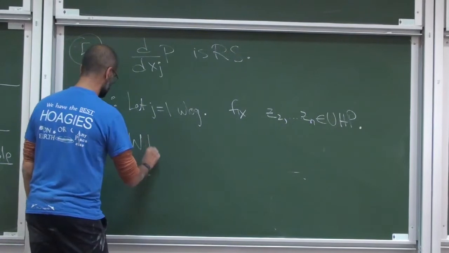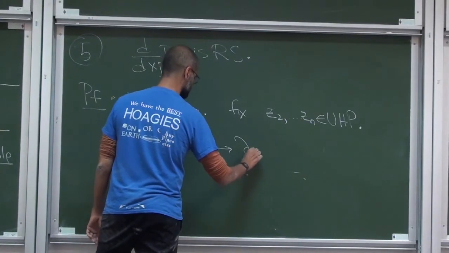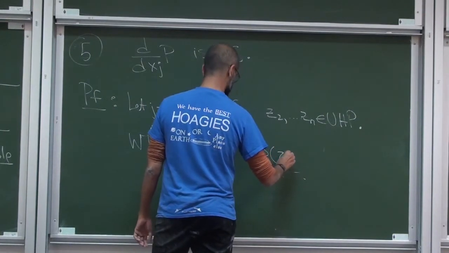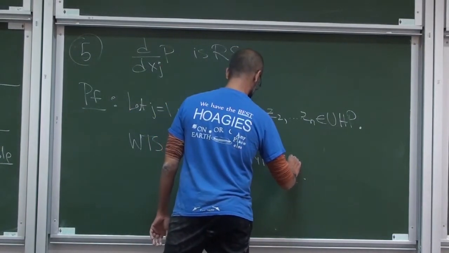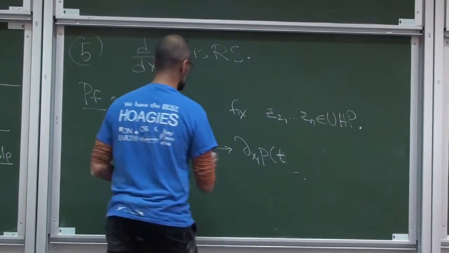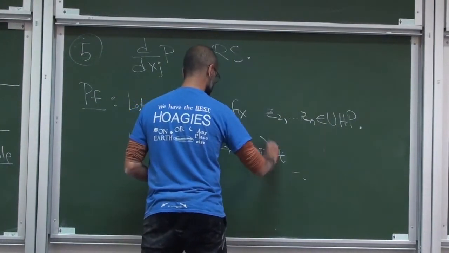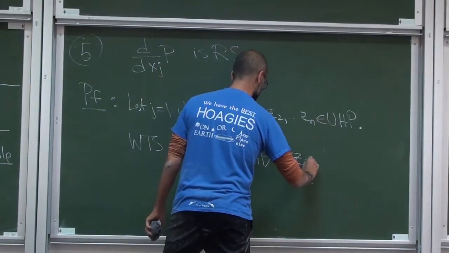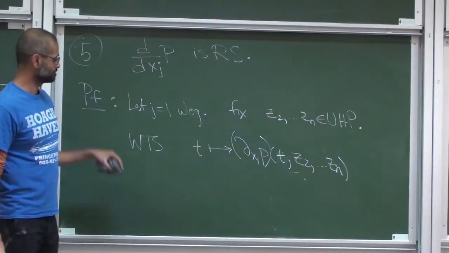Now, I want to show that the polynomial z1 maps to the derivative partial x1 p applied to, okay, let's call this t. T maps to... good. So this is the partial derivative as a polynomial. So I differentiate first. I plug in t into the first variable, and then z2 through zn, which are fixed in the other variables.